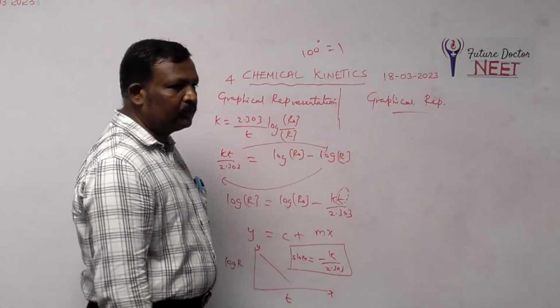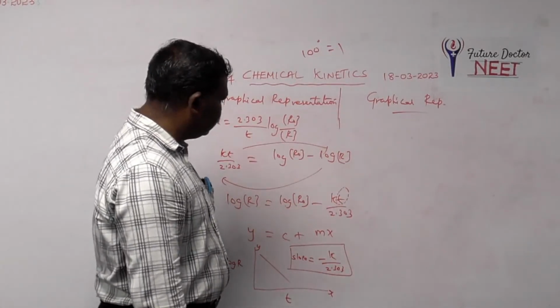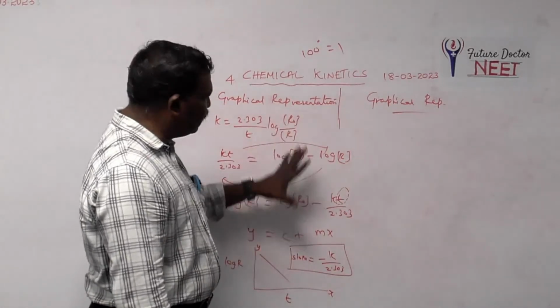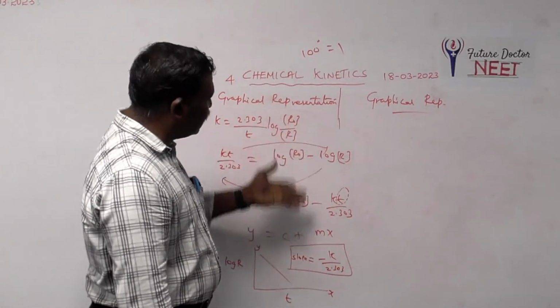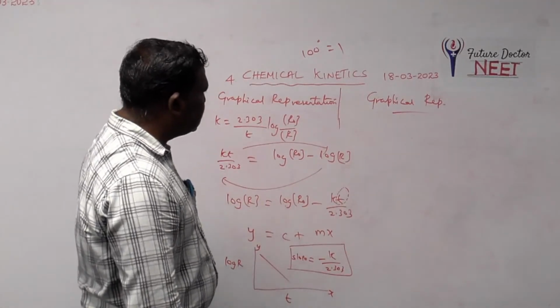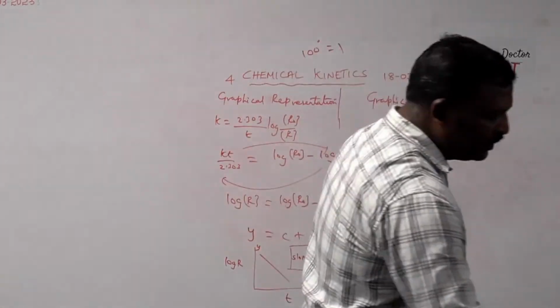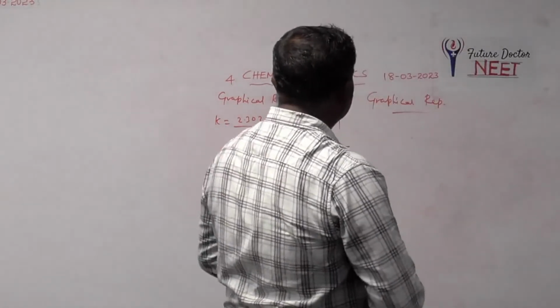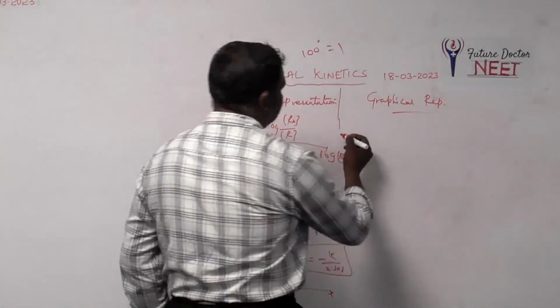Understood? Following? Just remember, memorize the graph. Based on the graph, they'll ask some questions. Understood? Then this also I'll give for zero order reaction. For zero order reactions we have simple graphs only.